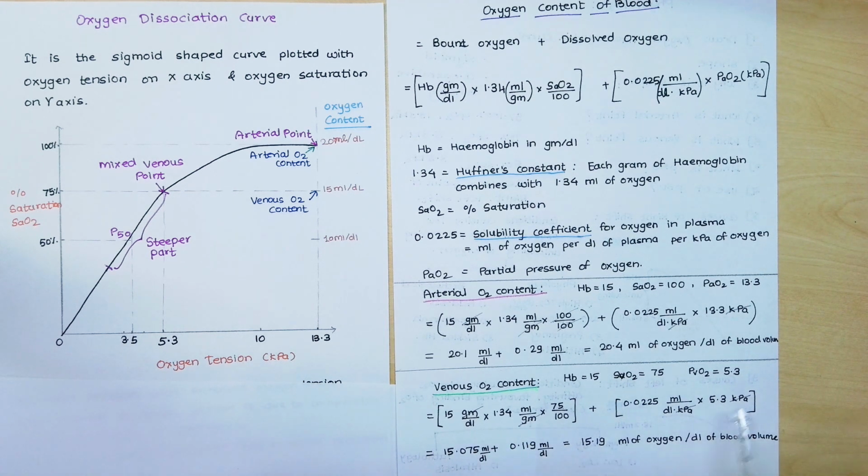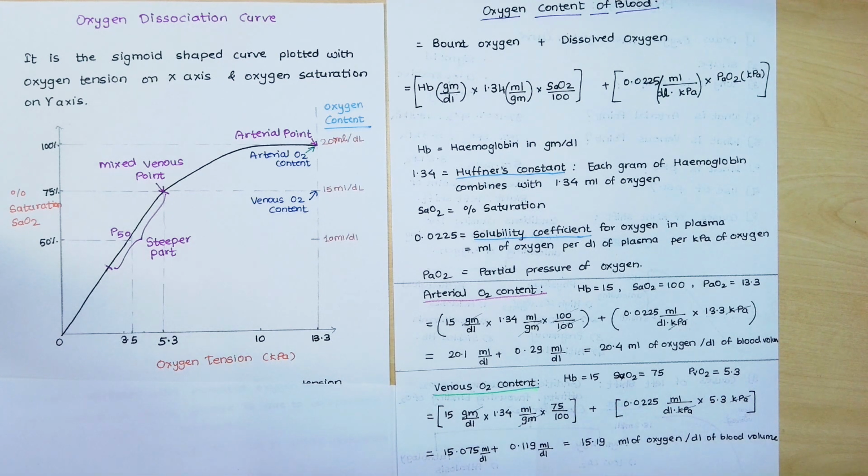The same units cancel each other. The amount of oxygen bound to the hemoglobin comes as 15.075 mL per deciliter. The amount of oxygen dissolved in plasma comes as 0.119 mL per deciliter. And the total oxygen content of venous blood comes as 15.19 mL of oxygen per deciliter of blood volume.